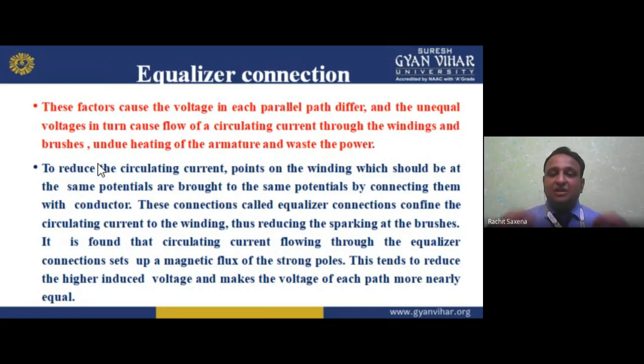Means the magnetic field will be more, and it strengthens the poles, strengthens the magnetization in the magnet. Means the attraction or repulsion power will be enhanced. Now this tends to reduce the higher induced voltage and make the voltage of each path more nearly equal. So I hope you understand.